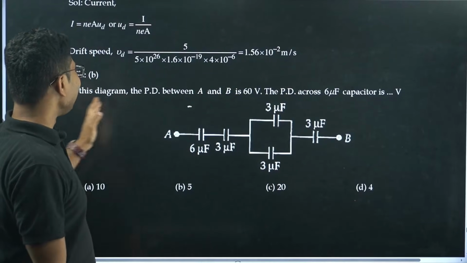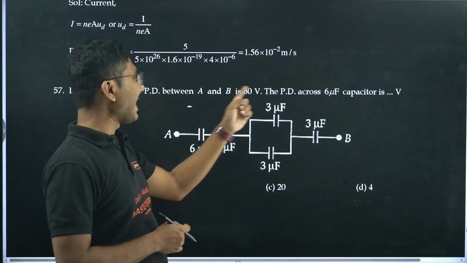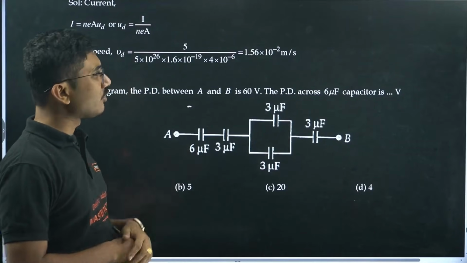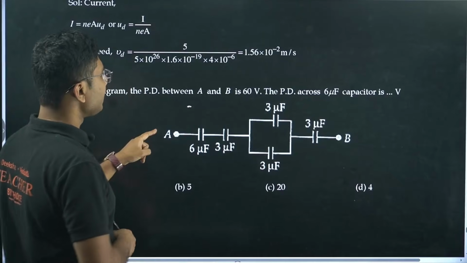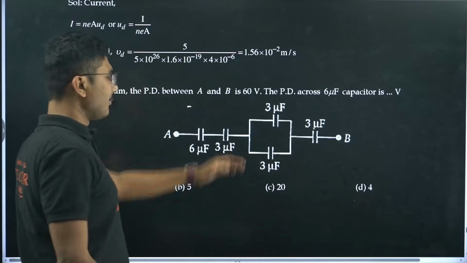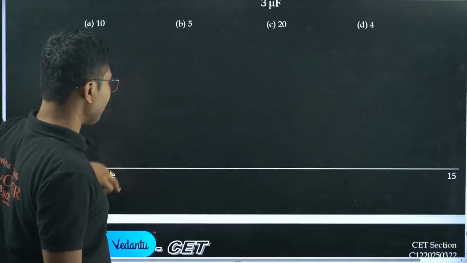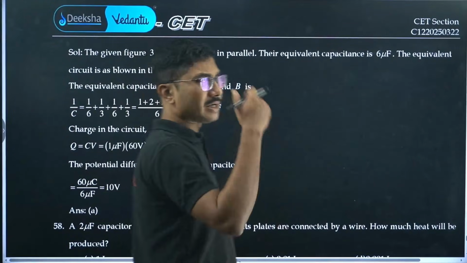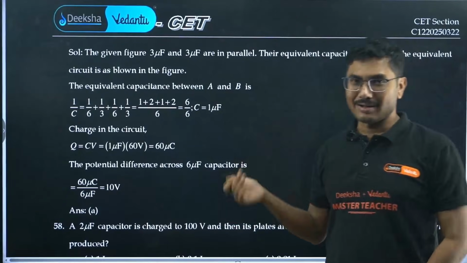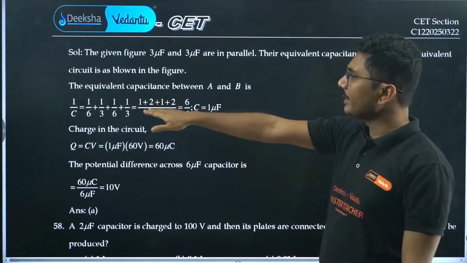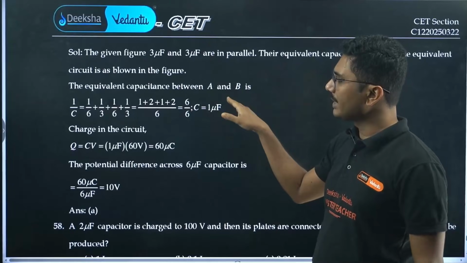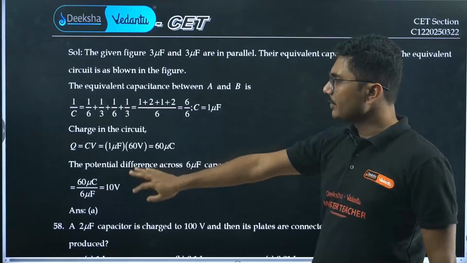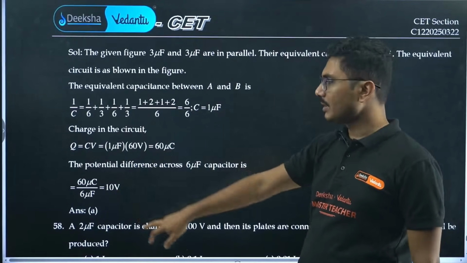Okay, not difficult. In this diagram, potential difference between A and B is 60 volt. Potential difference across the 6 microfarad capacitor is? So here potential difference between A and B is given. So here we have parallel combinations. So first step is to simplify that. Find the equivalent capacitance of the combination. Remember the 3 microfarad capacitors were in parallel, so their equivalent will be 6 microfarad, and then you calculate the equivalent capacitance. Once you calculate the equivalent capacitance, you find the charge that is flowing in the circuit. Once you know the charge, you simply divide it by the given capacitance to calculate the voltage.